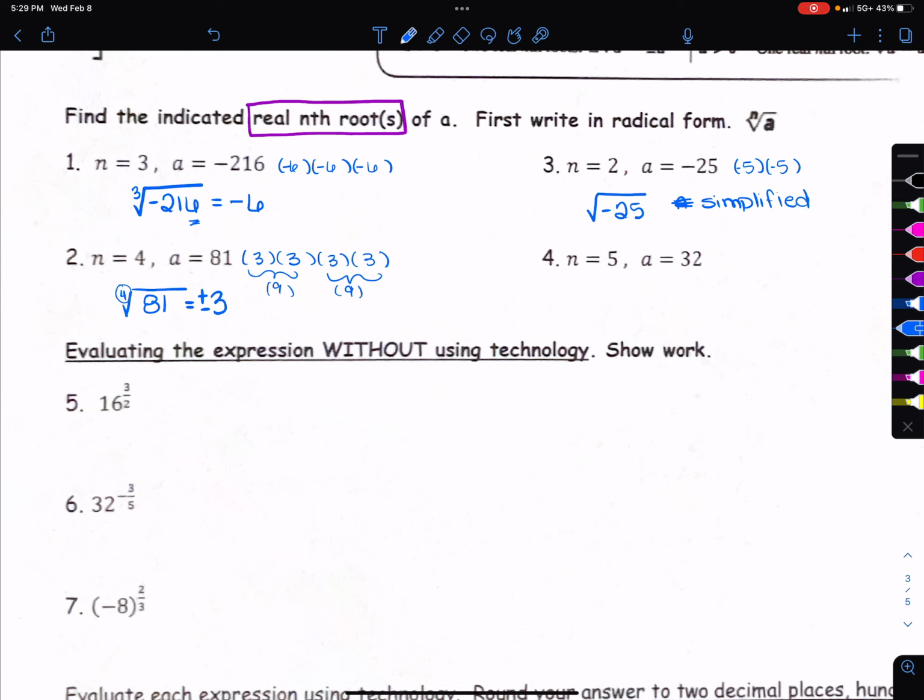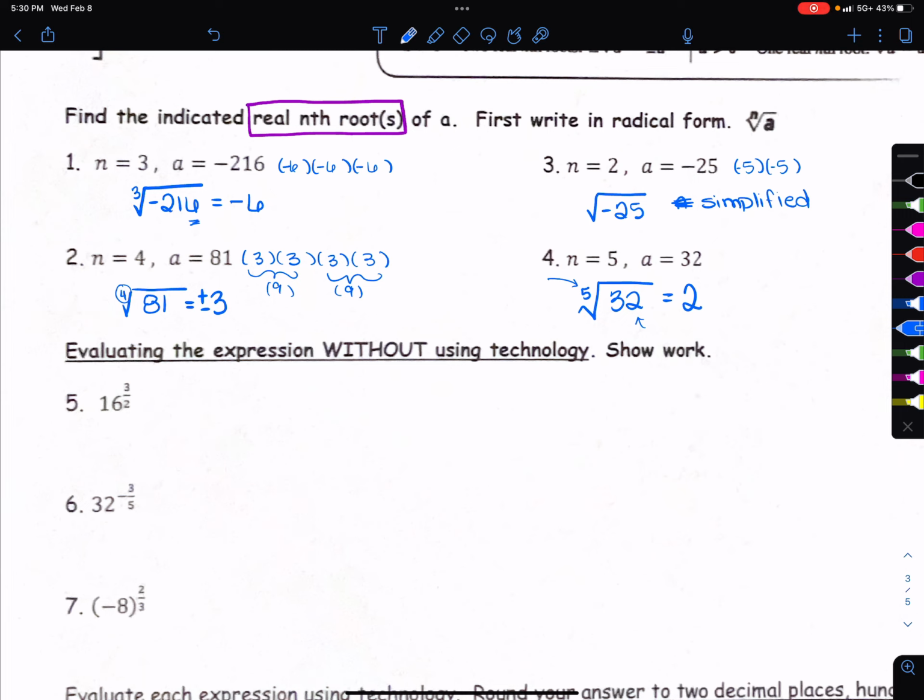All right, on this number 4, I want the 5th root of 32. And this time it's an odd index or an odd root. The radicand is even. So the number that I want multiplied times itself 5 times has to be even. And this time it's going to be 2.